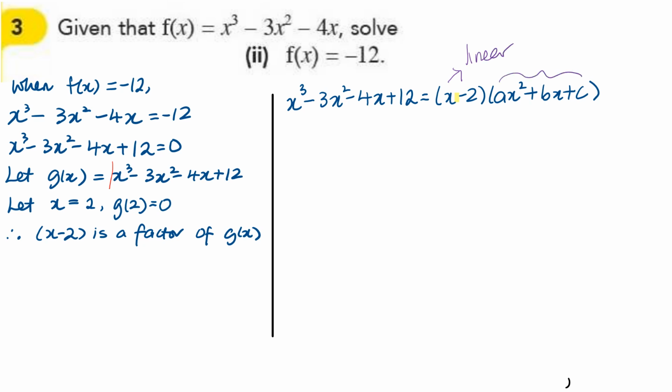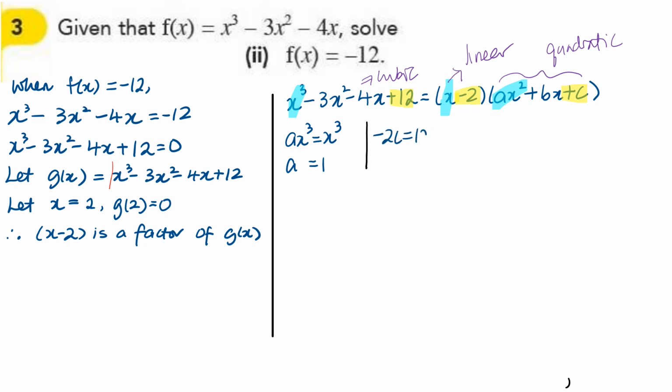This one is your quadratic. And you will get this one is your cubic. Alright, okay, so we're going to find the first term. The first term is quite easy, which is just ax cubed equals x cubed. So therefore a equals 1. And then we're going to find the constant term. The constant term is just negative 2 times positive c gives you 12. And c is negative 6.